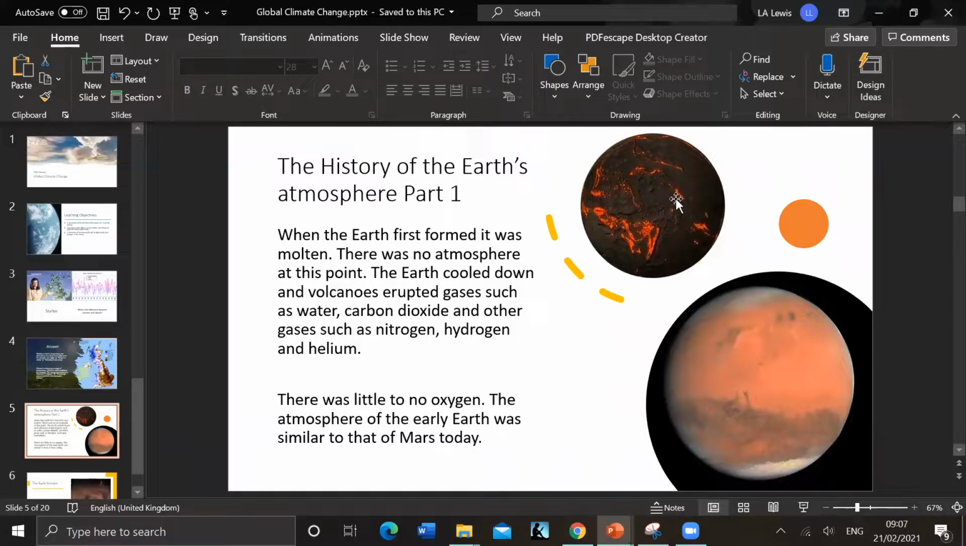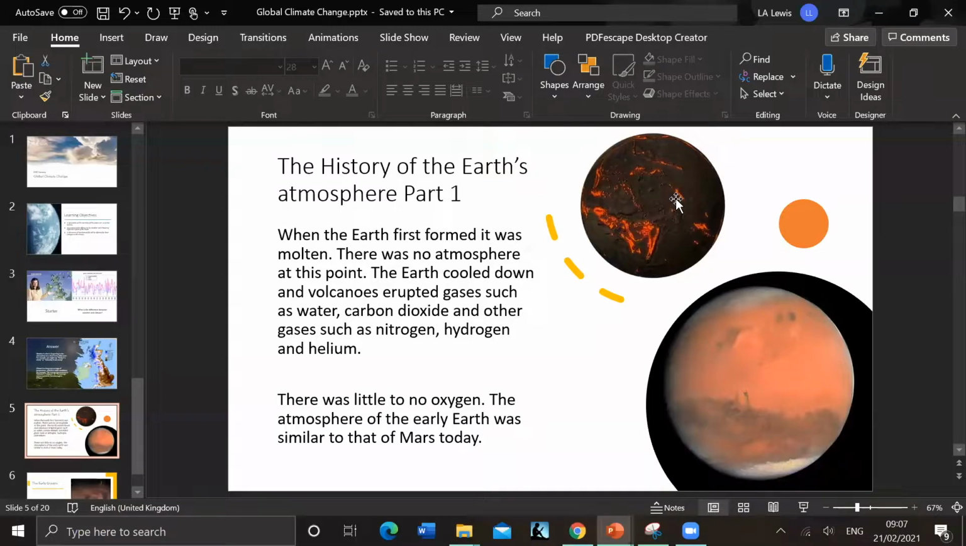As the Earth cooled down, the volcanoes erupted. They erupted water vapor, carbon dioxide, and other gases: nitrogen, hydrogen, helium. When it first started, there was little to no oxygen on Earth, so we didn't start with oxygen. The atmosphere of the early Earth was similar to that of Mars today.